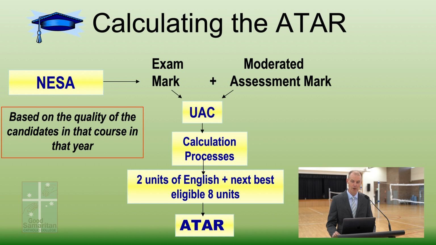It's calculated by University's Admissions Centre, UAC. It's based on your NESA exam marks and your moderated assessment marks that NESA provide to UAC. UAC then do a calculation process, a mathematical process, and it's based on your English mark and then your next best 8 units of marks, and to come up with an ATAR for that year.